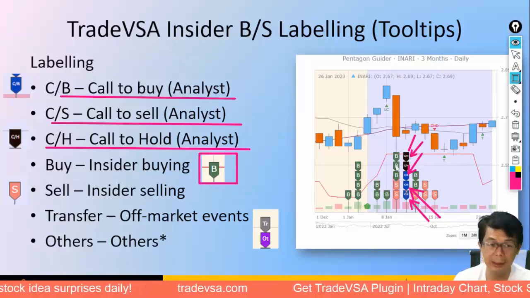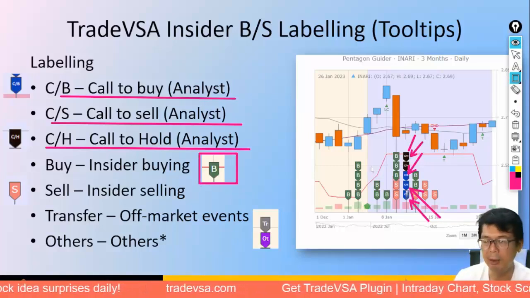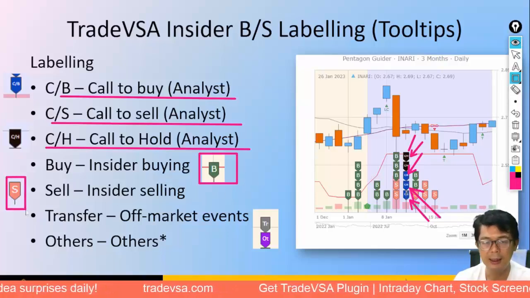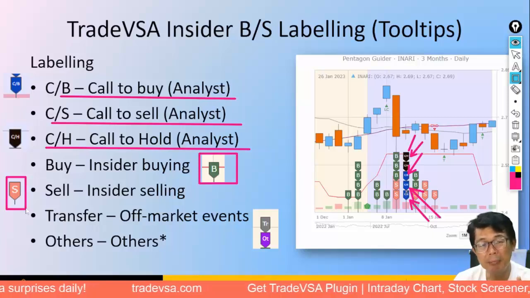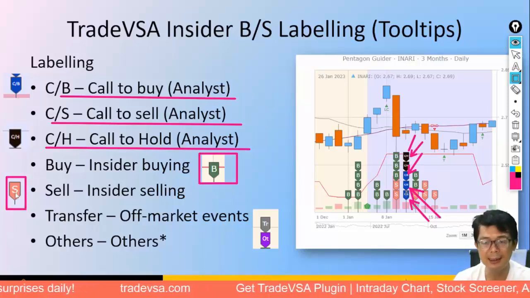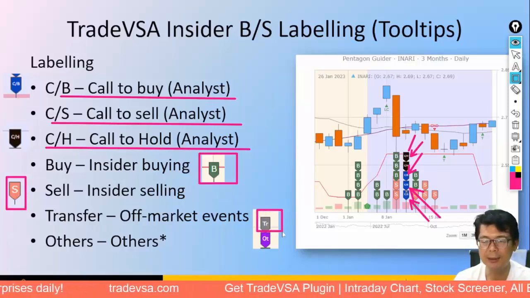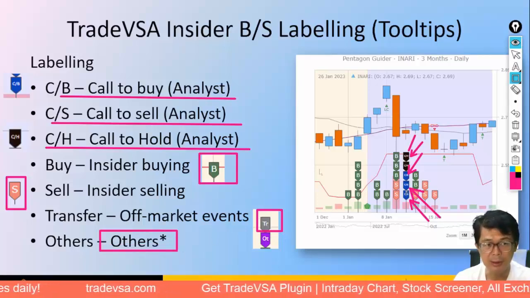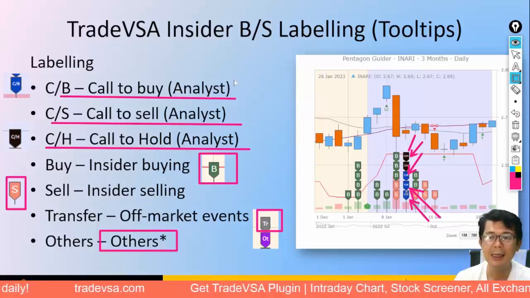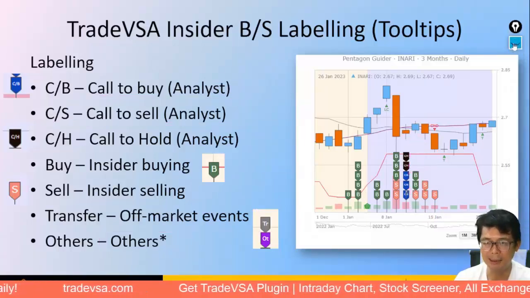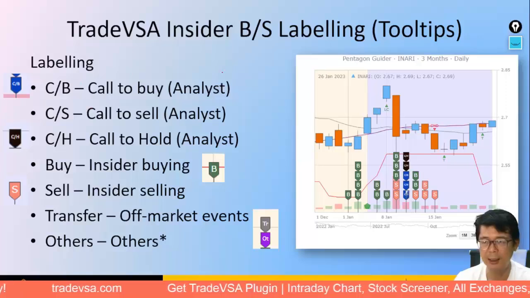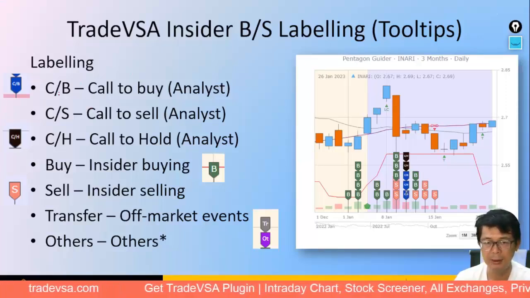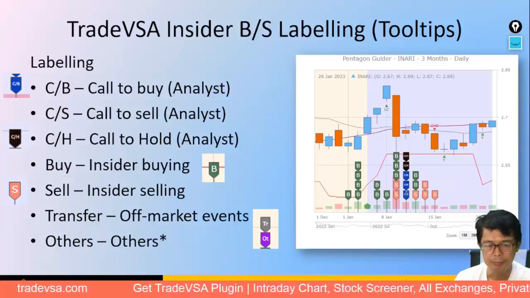We can mouse over it later, and when you do, all the information comes up. The slight pinkish to red mark, S, is selling. Then we have the off-market transactions, and others such as bonus issues. These are the labels you will see in the Trade VSA insider buying. So that's a little bit of good information ahead of time before we talk about what's next.